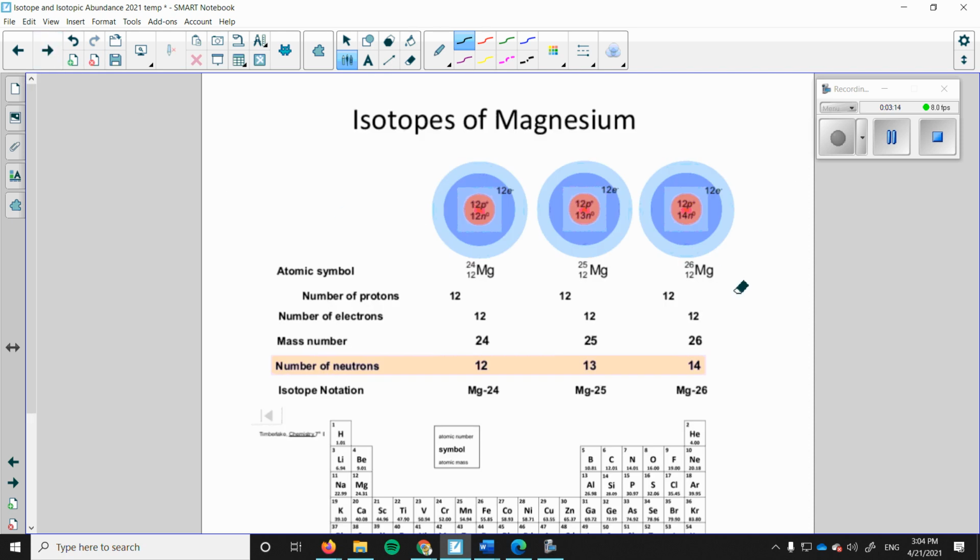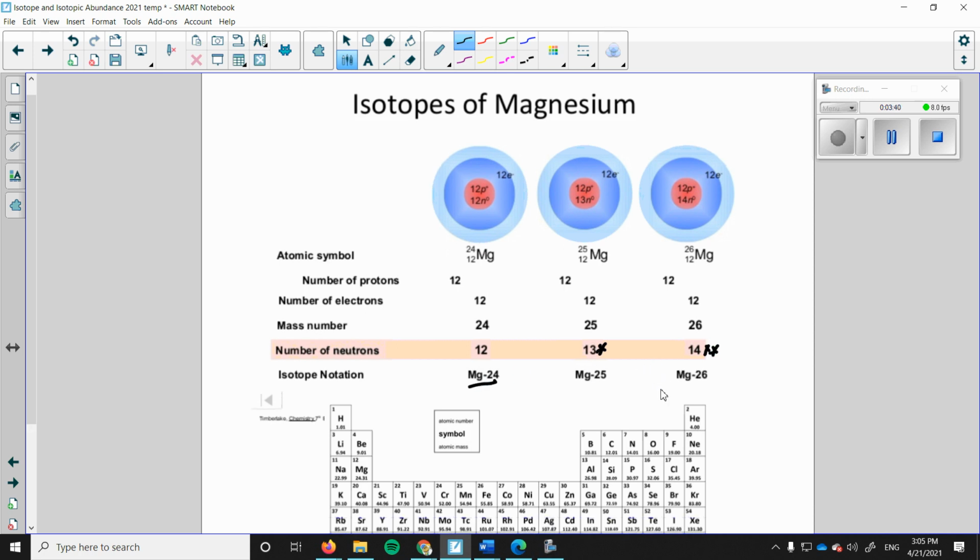What I have here are isotopes of magnesium. I've got 3 possible isotopes. Here it has a mass number of 24, so we call this magnesium 24. Here we've got magnesium 25, which has an extra neutron. Here this is magnesium 26, which has 2 extra neutrons compared to before. And when you look at the periodic table, the atomic mass for magnesium is 24.31.